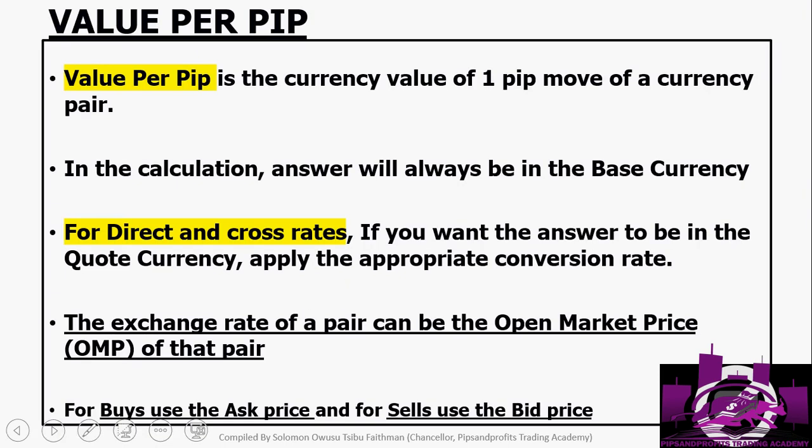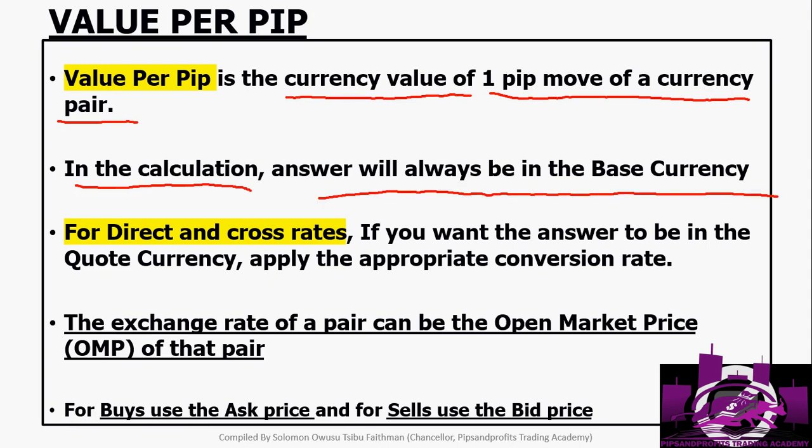Okay, so we are looking at value per pip. During the lesson, somebody asked me how much a pip is worth. So that is what we are looking at now. Now, what is value per pip? Value per pip is the currency value of 1 pip move of a currency pair. Okay, in calculation, the answer will always be in the base currency. Pay attention. In calculation, the answer will always be in the base currency.